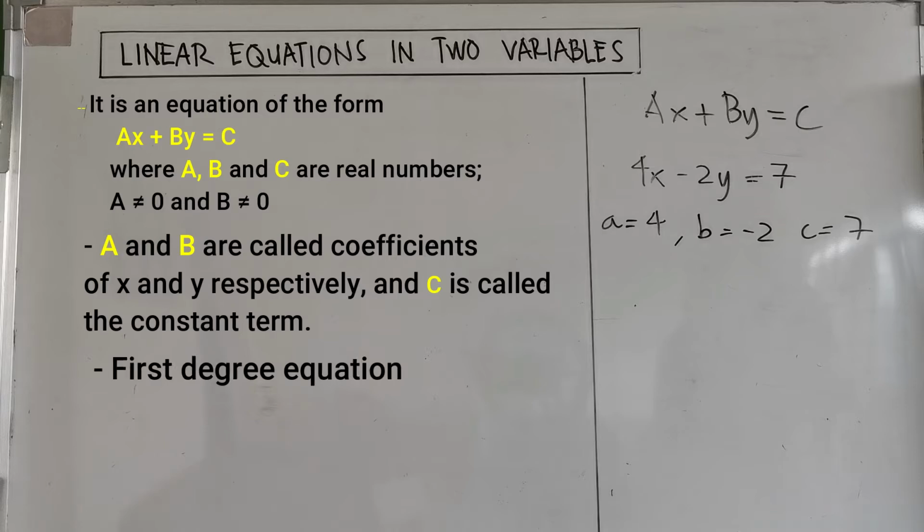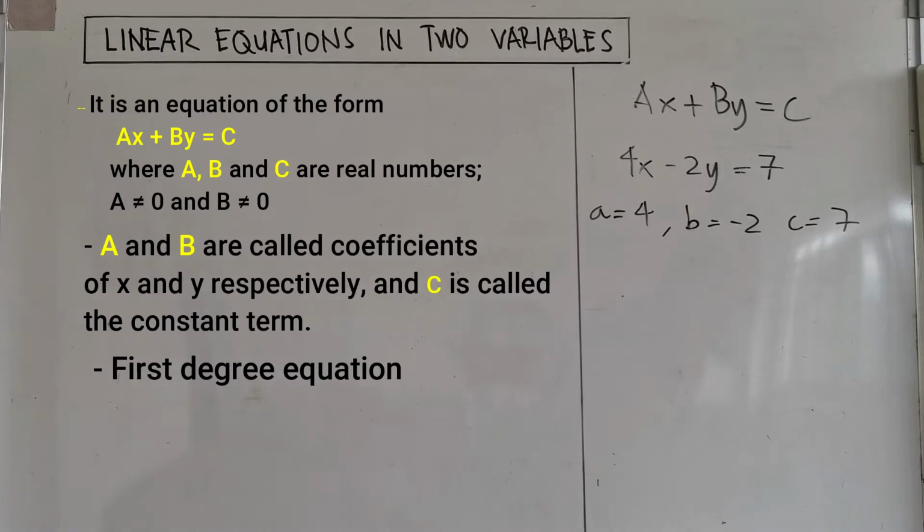Okay, next. Linear equation in two variables is also called an equation which is linear because the equation is of the first degree. So pag sinabi nating first degree, the highest exponent is only 1.